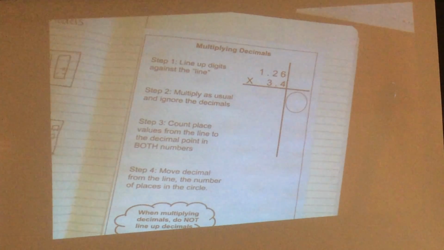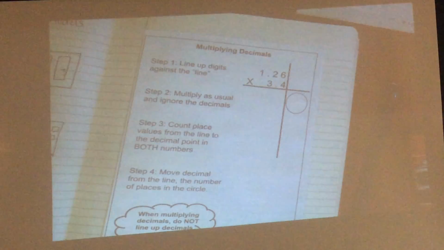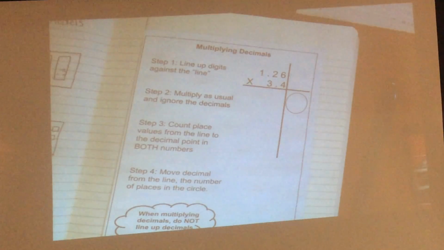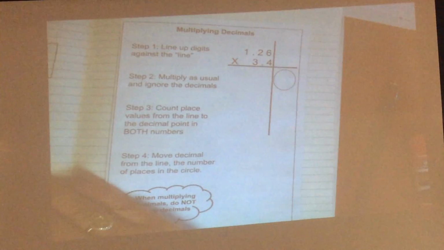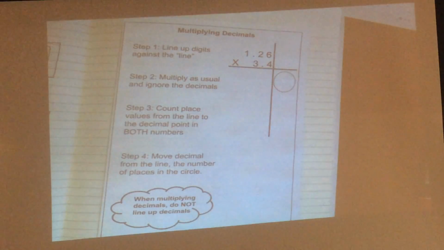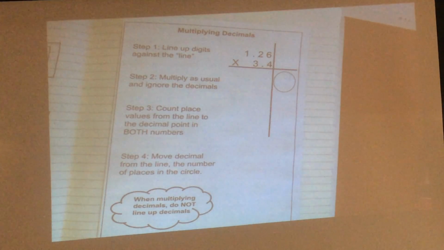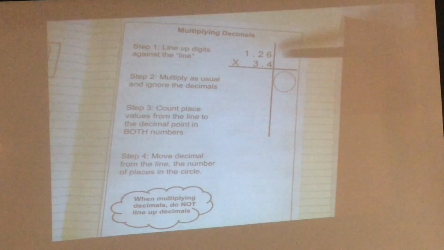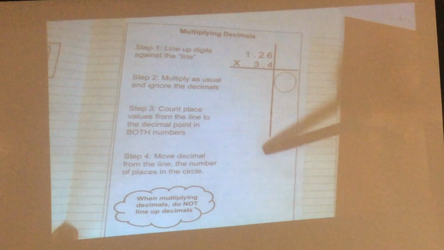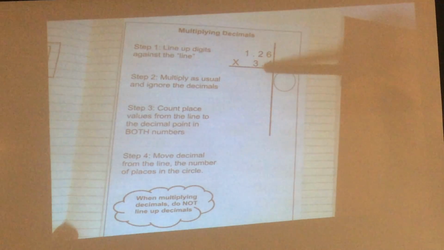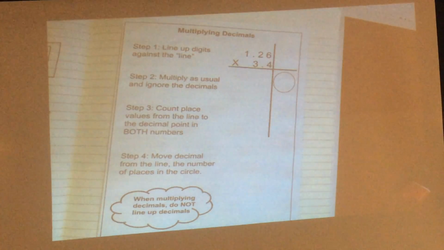Multiplying decimals should be straightforward, not that hard, as long as you remember to not line up what? Decimals. We're not going to line up decimals. So, step 1, it says you're going to line up digits against the line. You're going to have your problem, draw a line first and write your numbers against it. When we do an example, that will make more sense.